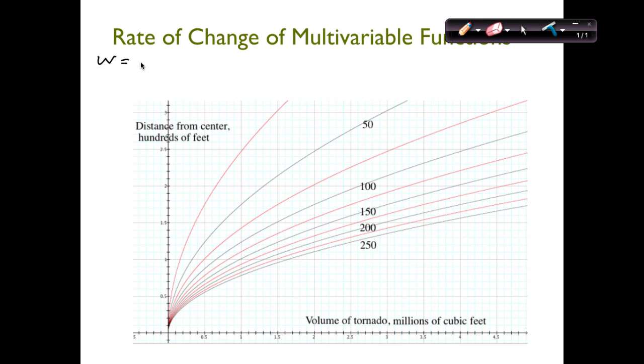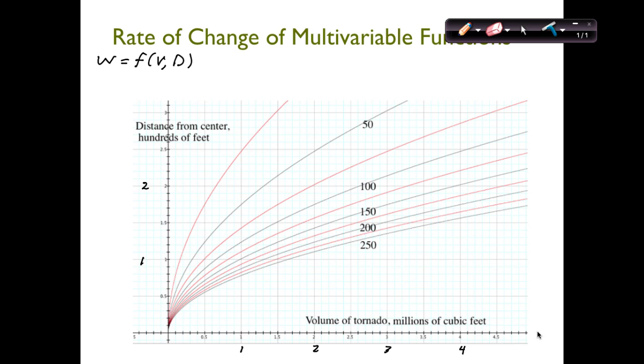It's a function of the volume or the size of the tornado and the distance from the center. So distance is in hundreds of feet. Read this as 100 feet, 200 feet, etc. And then volume in millions of cubic feet: 1, 2, 3, 4.